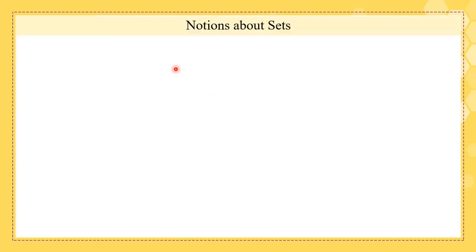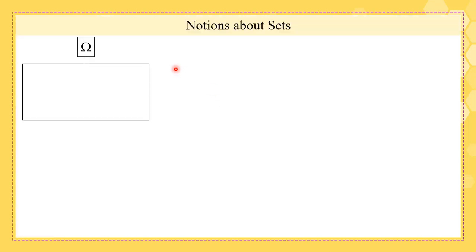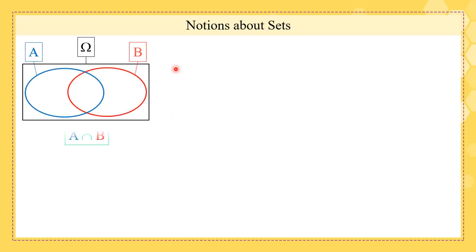Let's begin with talking about some notions about sets. This is set omega, this is set A, this is set B. And the green area is the intersection between A and B, means that all elements that are in A and in B at the same time.